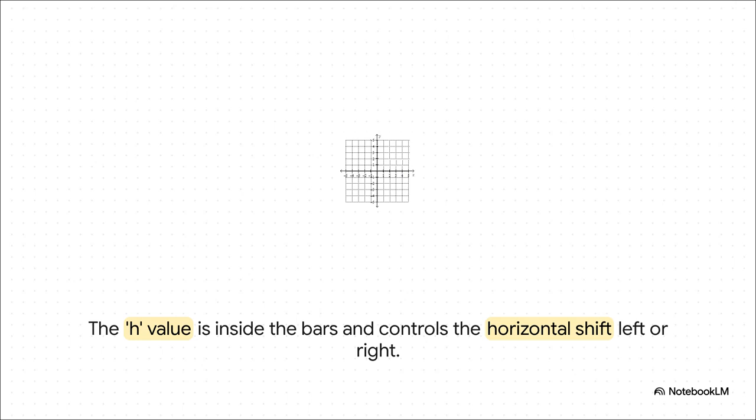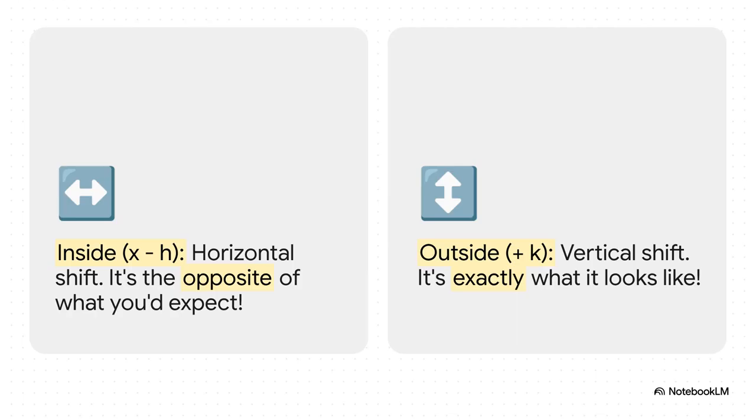Now let's look at h, the number that's inside the absolute value bars with the x. Here we've got y equals the absolute value of x minus 2. This little guy controls the side-to-side movement. So you can see the vertex moved from (0, 0) over to (2, 0). But hold on a second. The equation says minus 2, but the graph moved to the right in the positive direction. What's up with that? And this right here is the number 1 spot where people get tripped up.